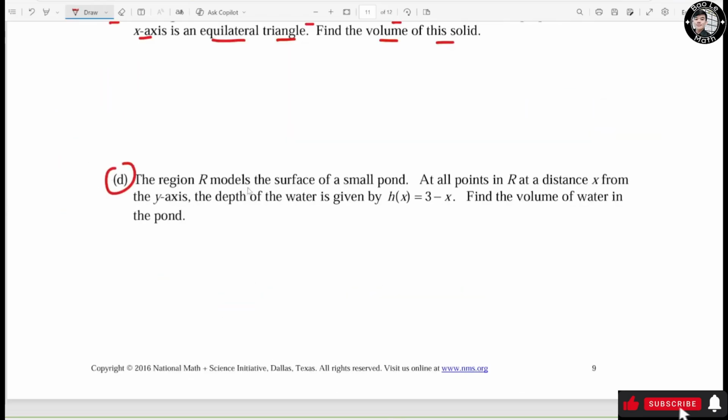Now let's move on to the last one, question D. The region R models the surface of a small pond. At all points in the region R at a distance x from the y-axis, the depth of the water is given by h of x equals 3 minus x. Find the volume of water in the pond, right?